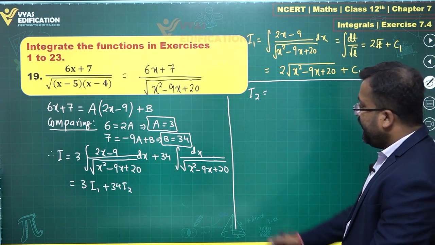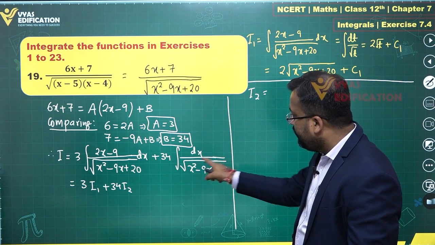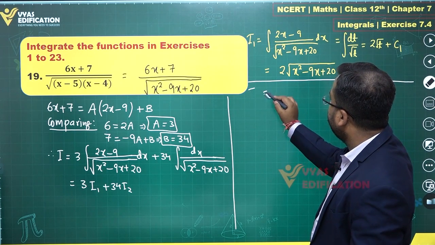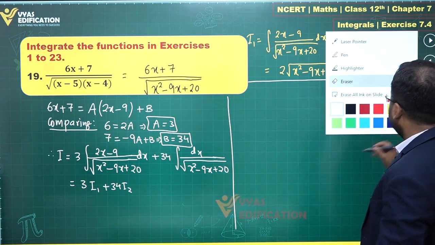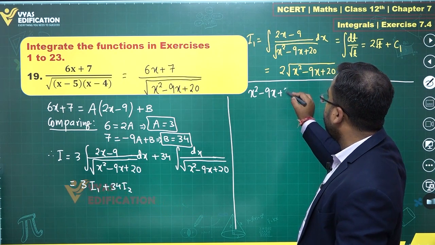Okay, I2 is this expression. So for I2, I need to make this into a perfect square, right? So instead of finding I2 first, what I'll do is I'll begin with that x square minus 9x plus 20 and convert it into a perfect square.